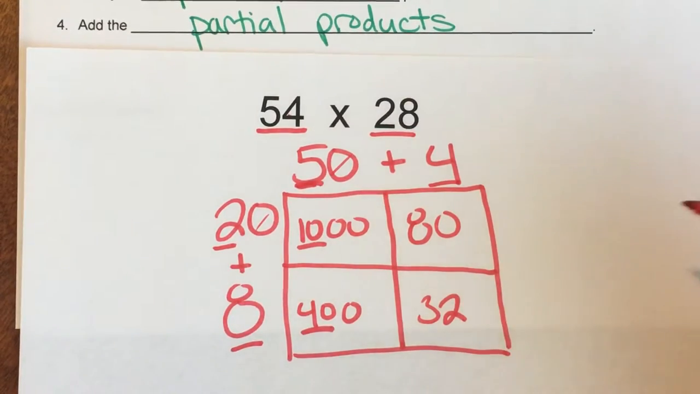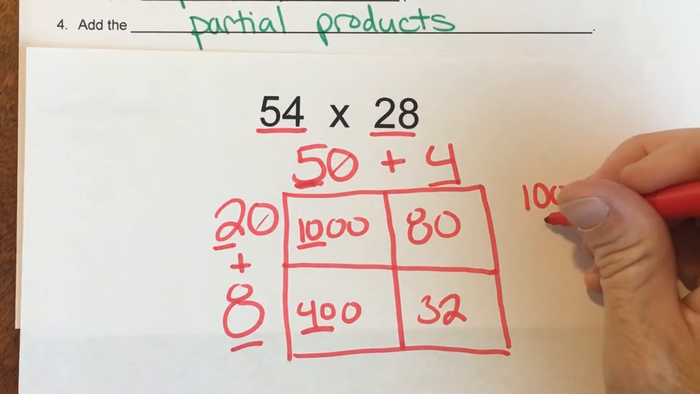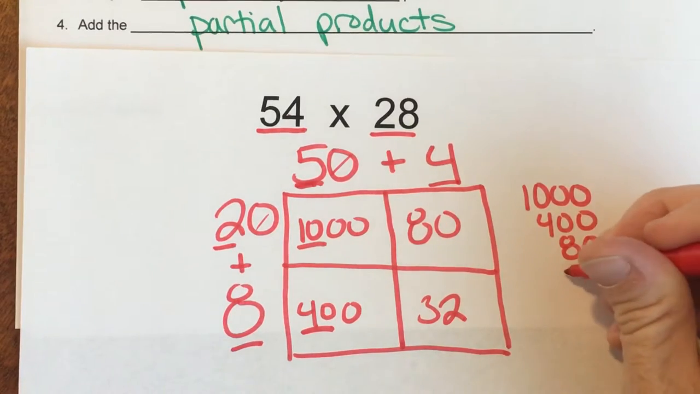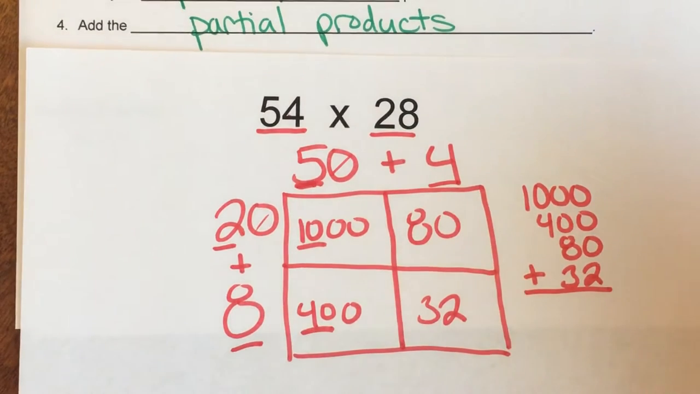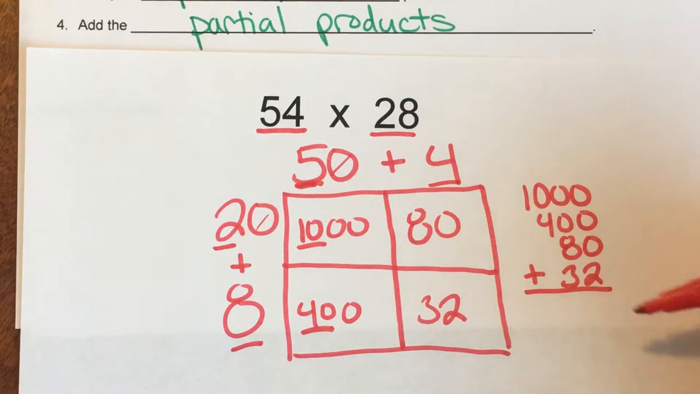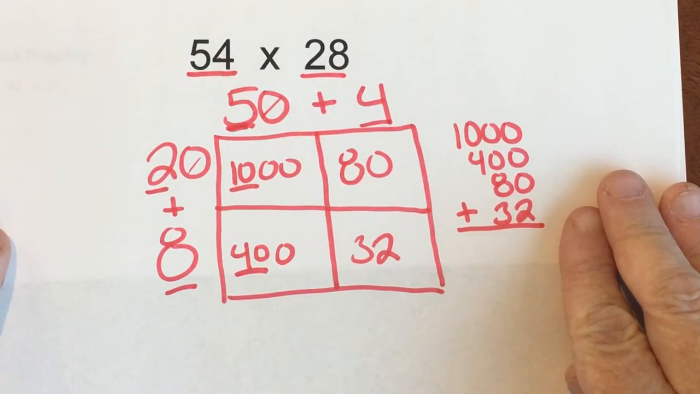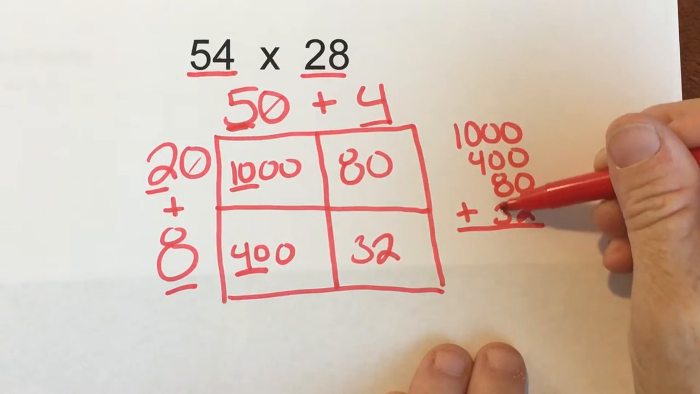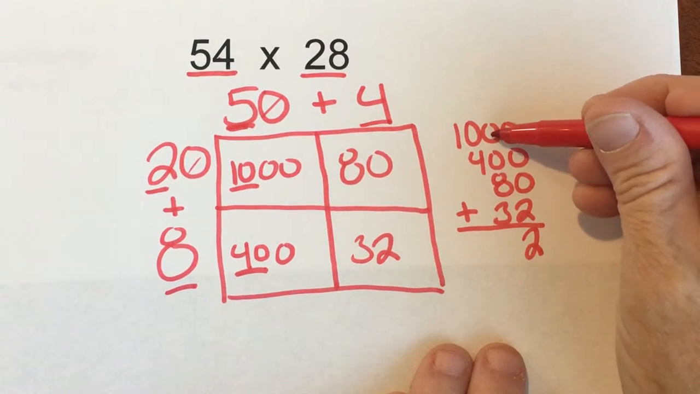Step 4 is we're going to add these. So I have 1,000 plus 400 plus 80 plus 32. So I'm going to add these partial products to get the full product. Remember, when you're adding lots of numbers, it's going to be really important that your work is always lined up neatly. If you're sloppy, you might make silly mistakes. So notice how mine are lined up pretty clearly. So 0 plus 0 plus 0 plus 2 is 2.